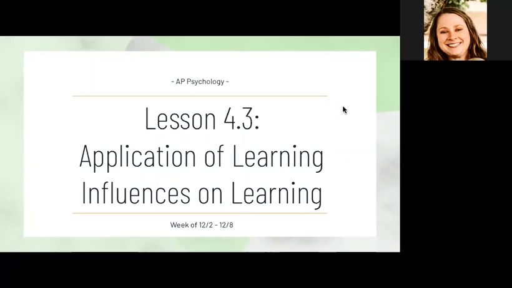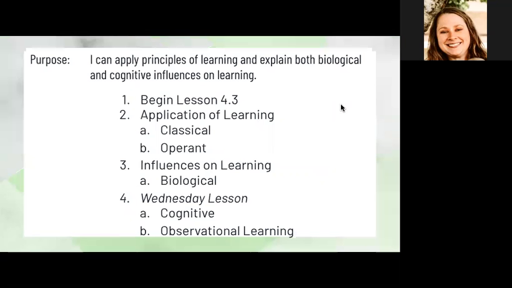Okay, so our purpose for this part of the lesson is to be able to apply principles of learning and then explain both biological and cognitive influences on learning. Now, we have been looking at the true behaviorists here when we look at Watson and Skinner, and they would not have agreed with biological and cognitive influences. Okay, so we're really looking at learning much later in like the 1960s compared to the 1920s.